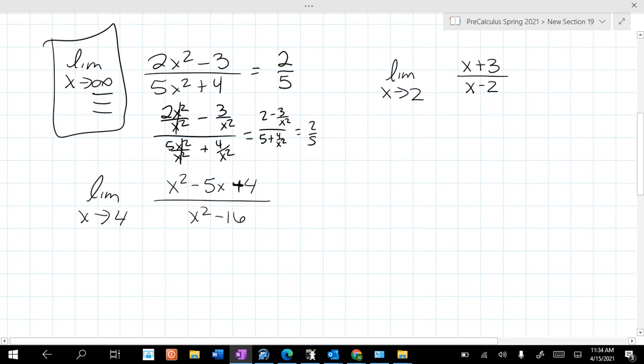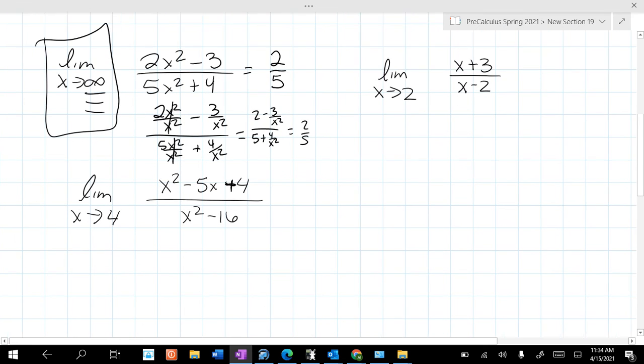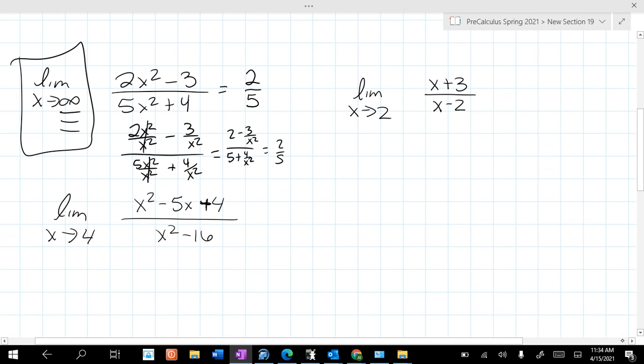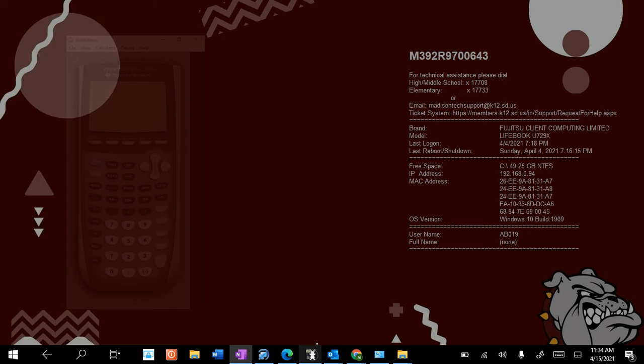Now, this one, if we put 2 in here, it'll make the denominator 0, right? So we can't do anything else but graph it on the graphing calculator, because there's no factoring we can do or anything like that. So we graph it on the graphing calculator.